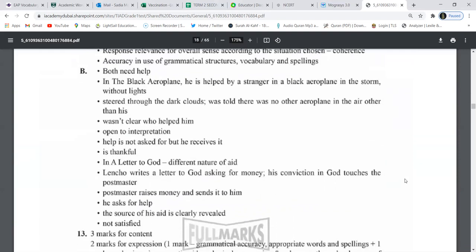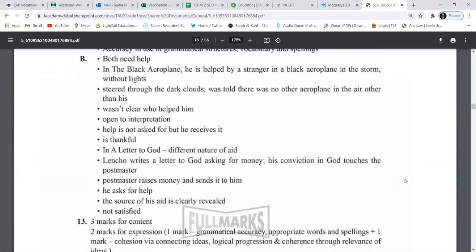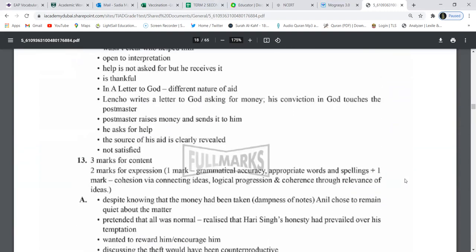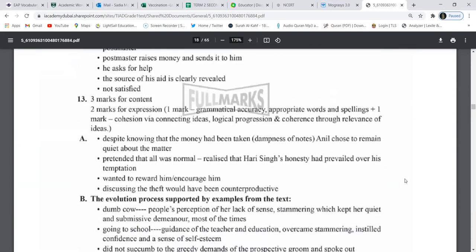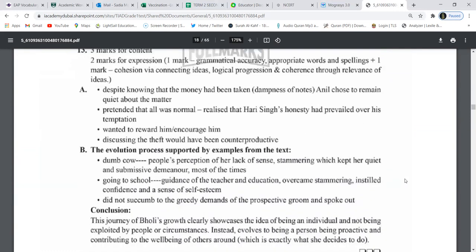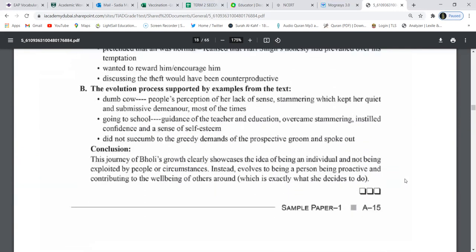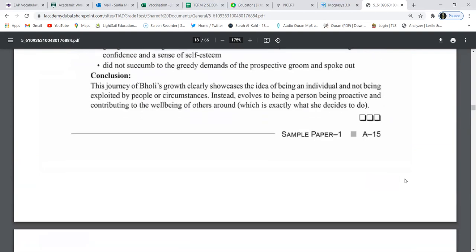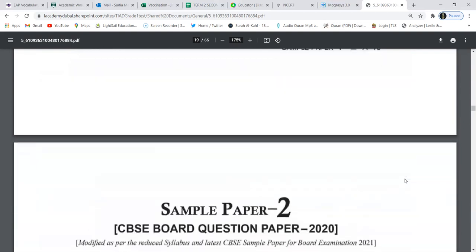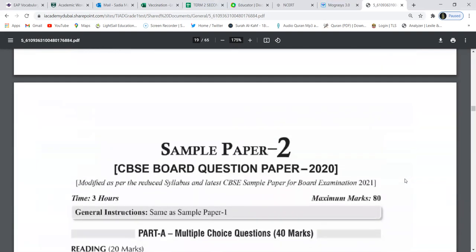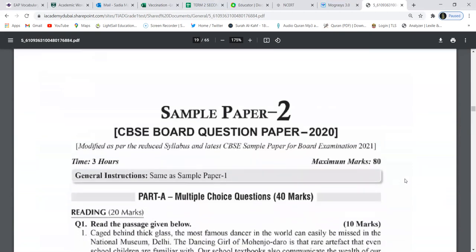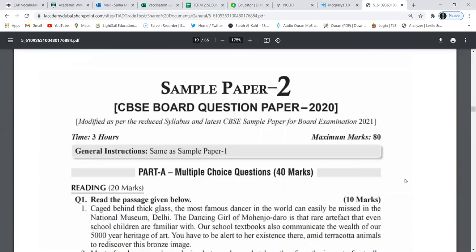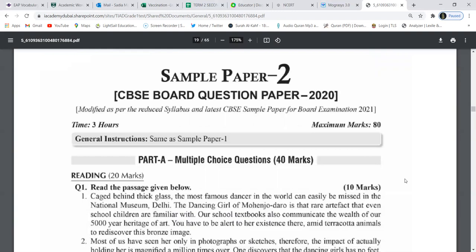Do not re-narrate the story, because re-narrating of the story will not be accepted. Textual evidence is a must. That is, citations is a must. Now, this is the sample paper. This is actually CBSE board paper of 2020. The students are requested to attempt this paper.